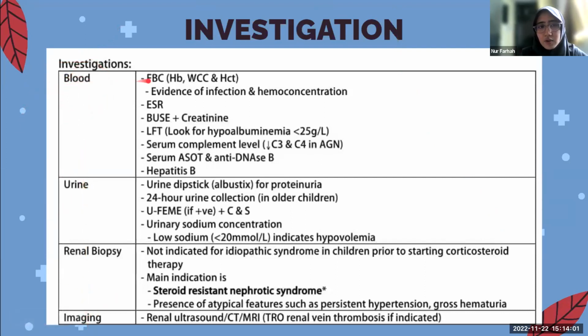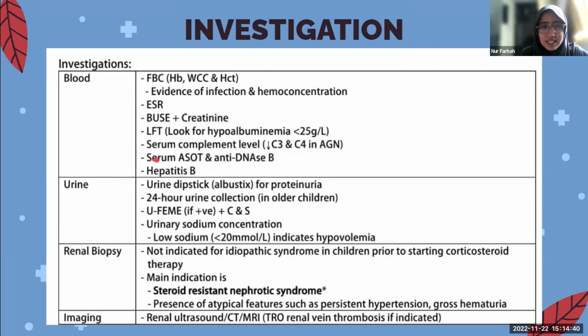First is the blood, so we look for the FBC. We look for any evidence of infection and also hemoconcentration. ESR for any inflammation, urea, and also creatinine. LFT, liver function test, for evidence of hypoalbuminemia. Okay, and then the serum complement level. Why complement level? Because in the urine, there will be a lot of loss of complement and also protein. So here we look for the serum complement level. Usually C3 and also C4 will be reduced. This can also be one of the evidence for AGN.